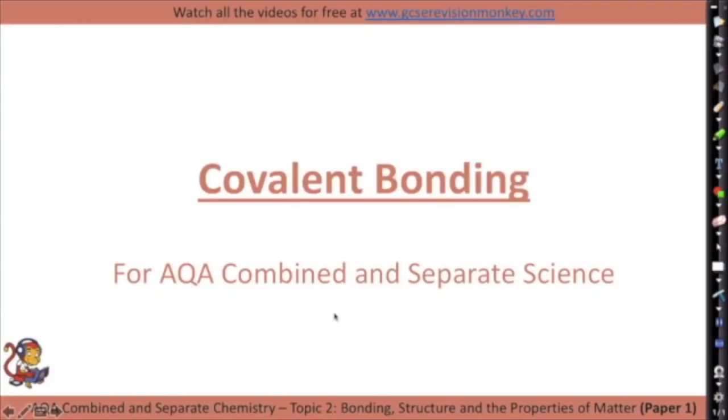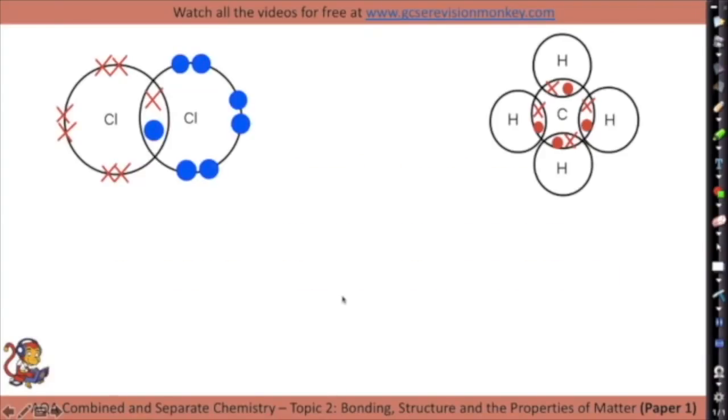A second type of bonding is covalent bonding. And covalent bonding is between non-metals. So you could have two of the same element. For example, here you've got chlorine. Or you can have two different non-metals bonding together. For example, methane. You can see from these diagrams that these particles aren't charged and instead they're sharing electrons. So there's no transfer of electrons this time. Instead, they just bond together by this really strong bond because they're sharing electrons.